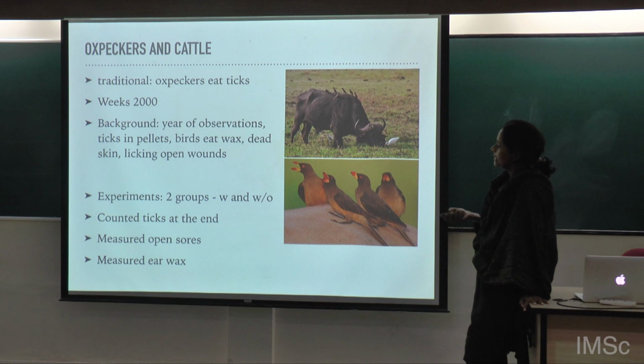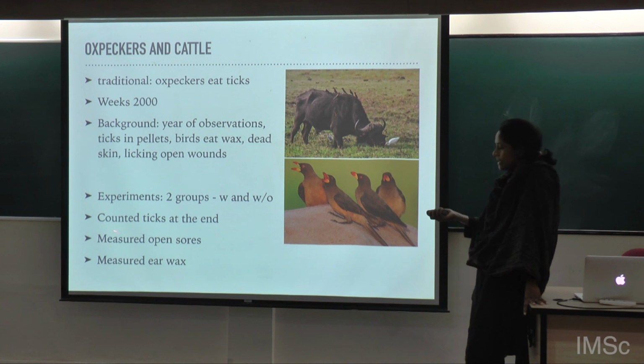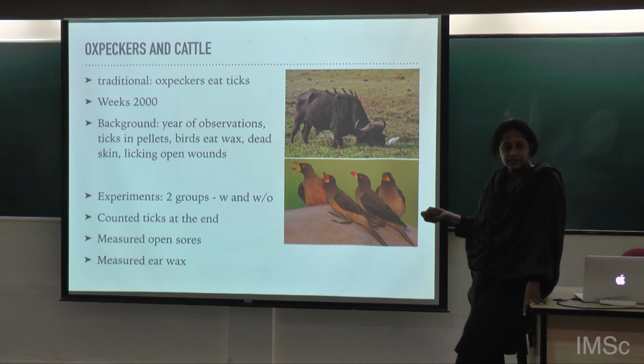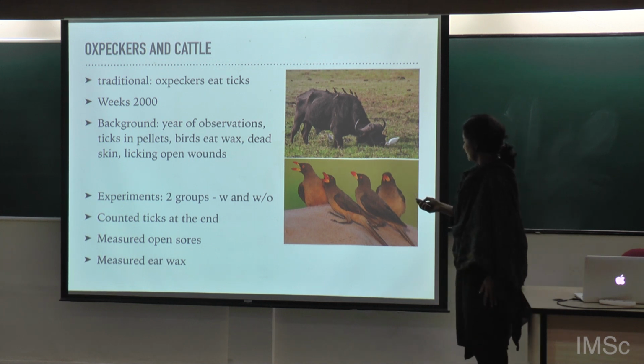So this is all his observation of what the birds were doing on the buffaloes. And the traditional explanation is that they eat ticks, right? So he conducted an experiment, just like you said. He had two groups, buffalo with ticks and buffalo without ticks, and counted ticks at the end. But since he saw these birds doing other things as well, he also measured the number of wounds, because birds were observed to lick open wounds, and he also measured the amount of ear wax in the buffaloes, right? Because the birds seem to do all this. And what did they find?